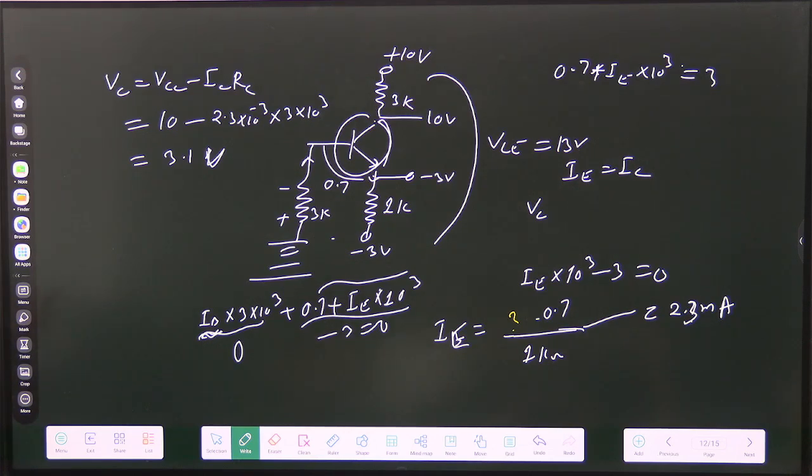So IB is not 0. We are only treating it as negligible, because if IB is 0, then nothing will flow. IB is negligible. Okay, good. Next question.